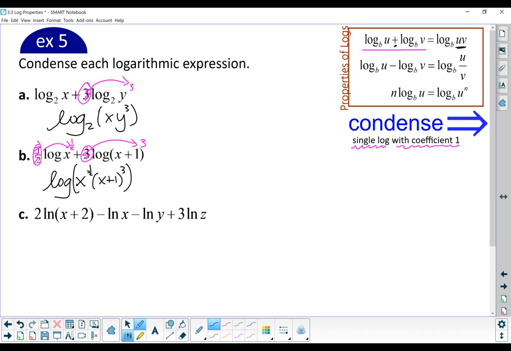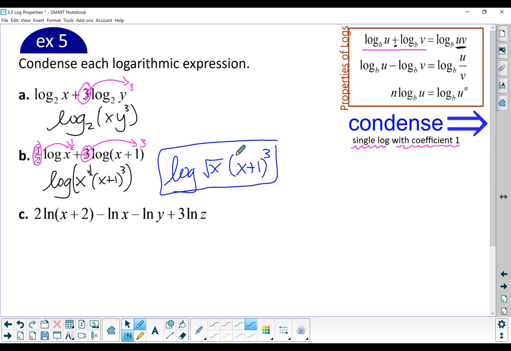The more complicated the inside of the log, the more likely I am to put it in parentheses. Another way you could write this is that it's the log of root x times x plus 1 to the 3rd. And again, probably in parentheses because it's getting pretty complicated in there.